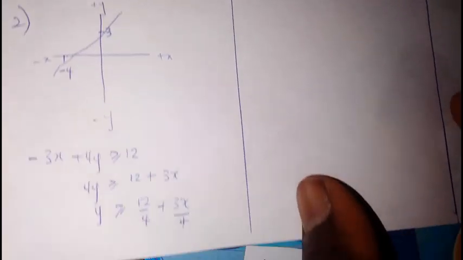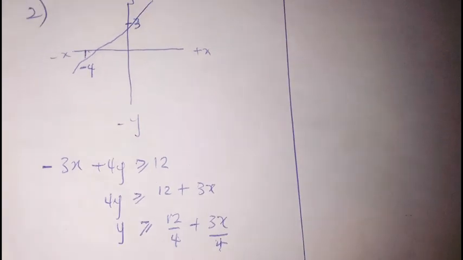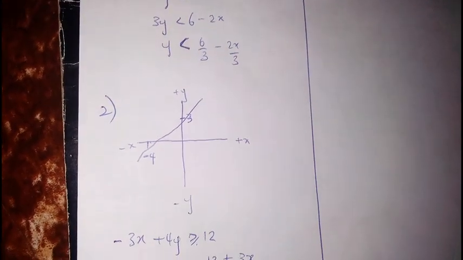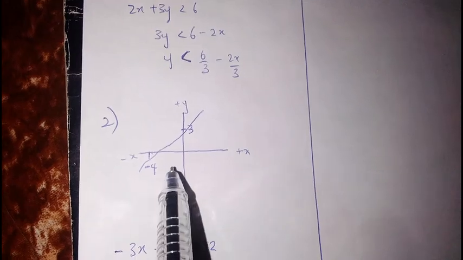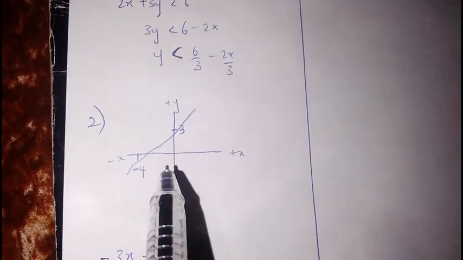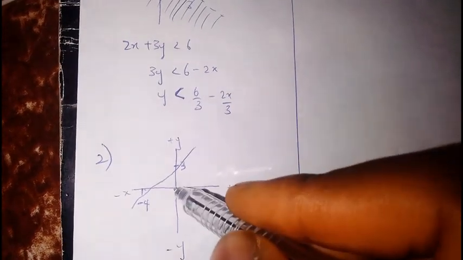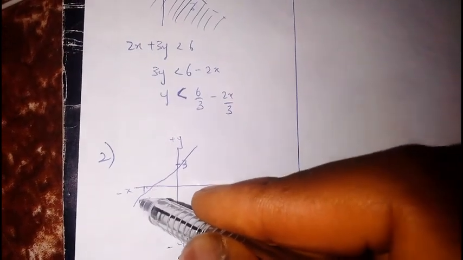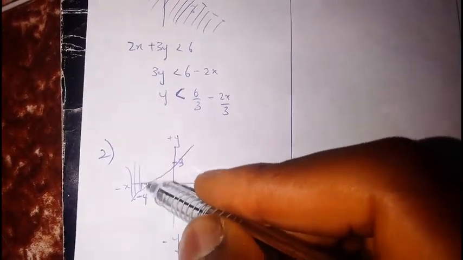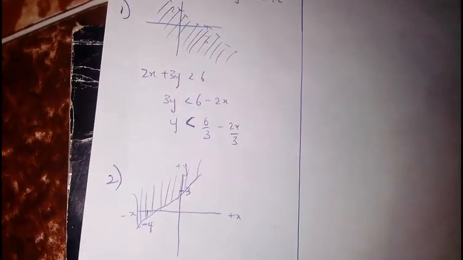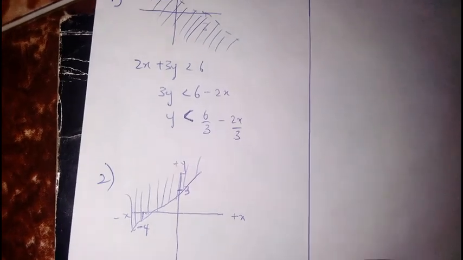Which means the sign is still the same. Now you must confirm with this. Don't just assume that since it is greater than here, then in my solution, where to shade on the graph must be greater also. If this is greater than, it means I'm going to have it shaded at this side. This is my greater than. Why? Because it's increasing to the right.